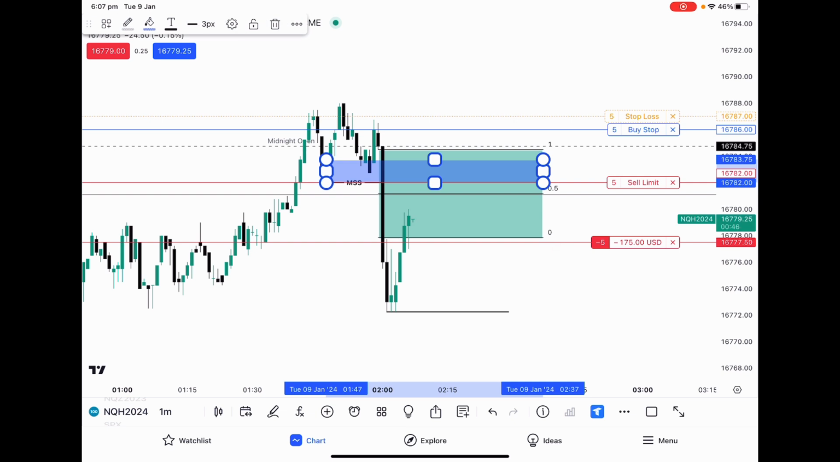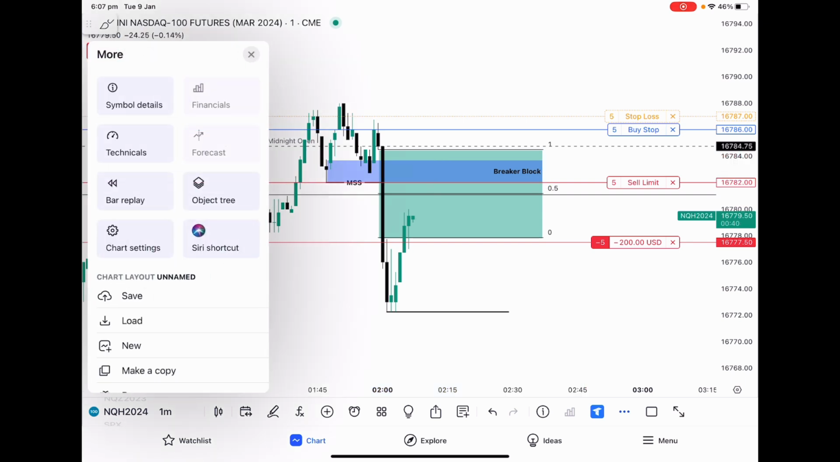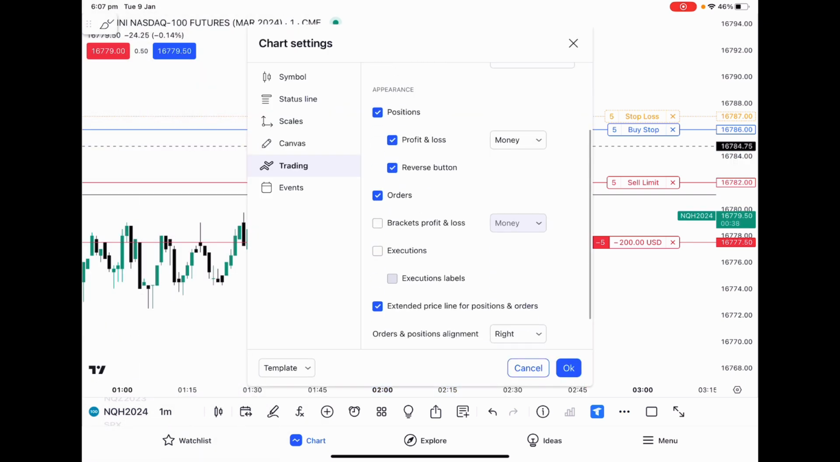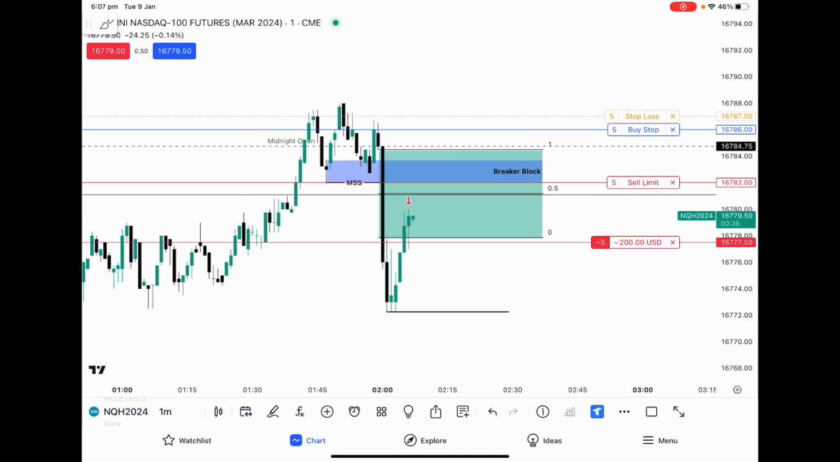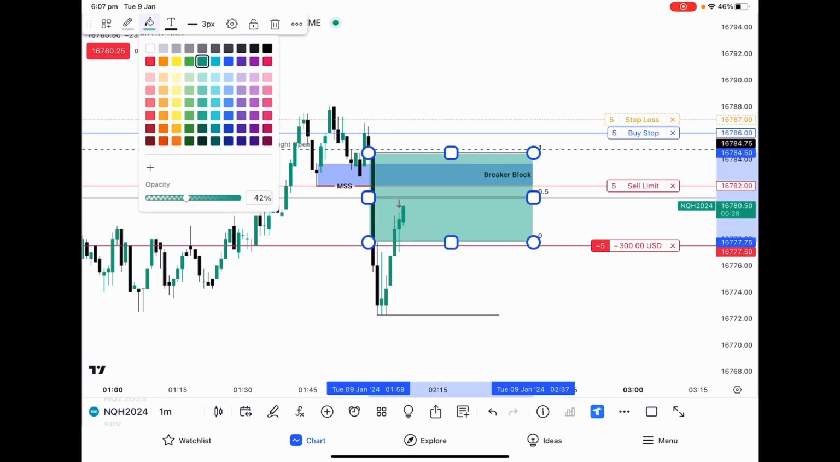That there's our breaker block, so let's highlight that. And I'm just going to get on my executions, that's it. Just so you can see. Right, so that was my execution. A little bit low. I did want to get tagged in the actual fair value gap. I'll make that red.